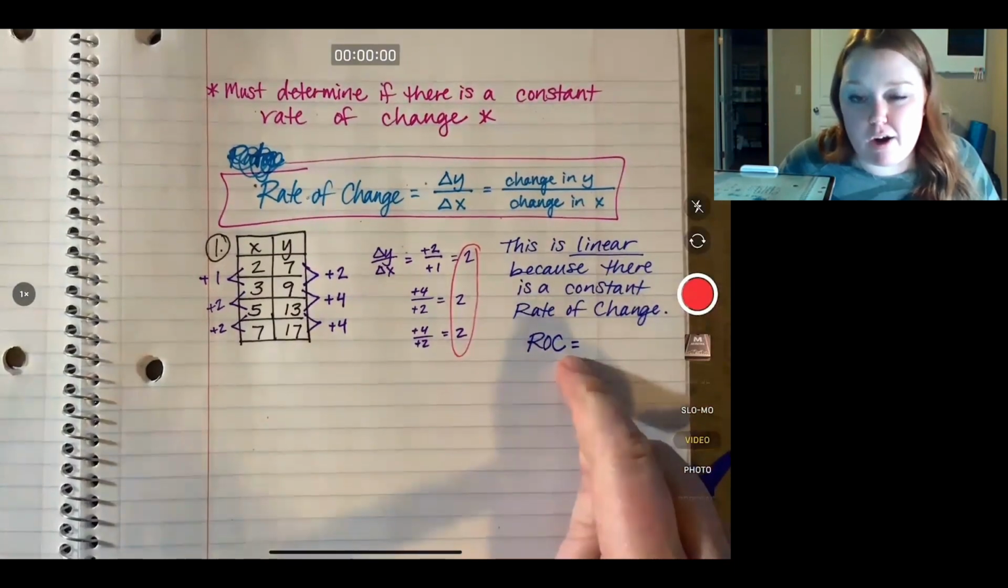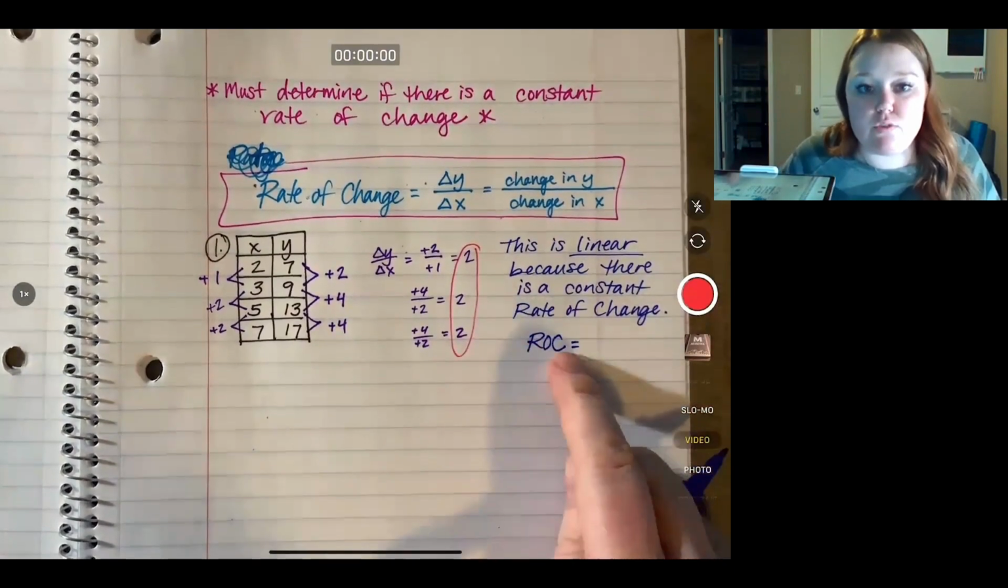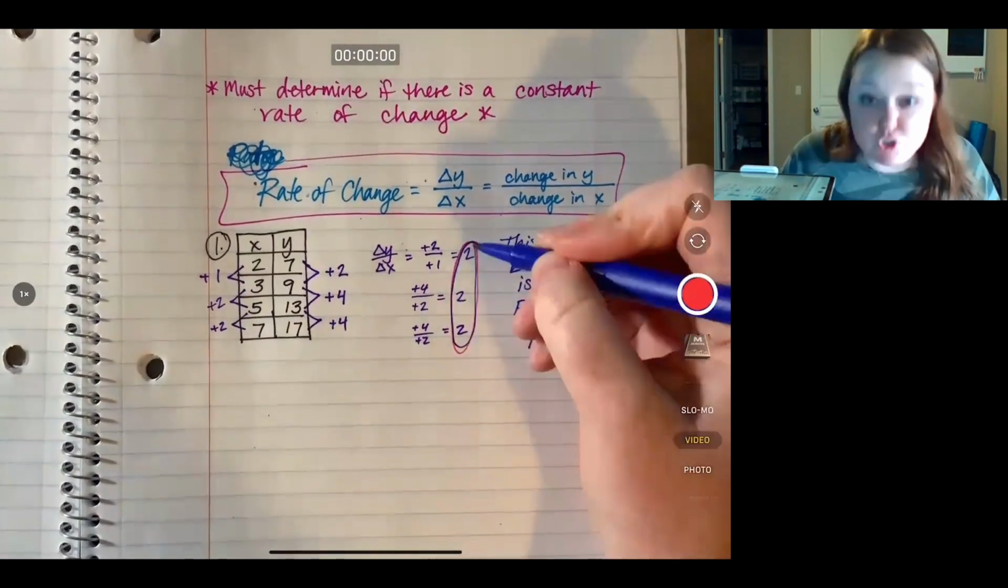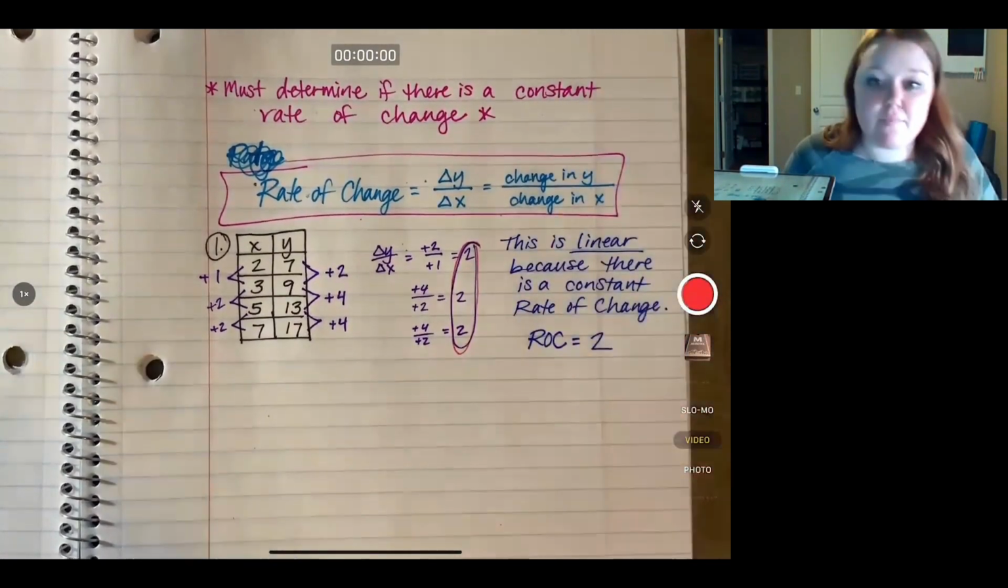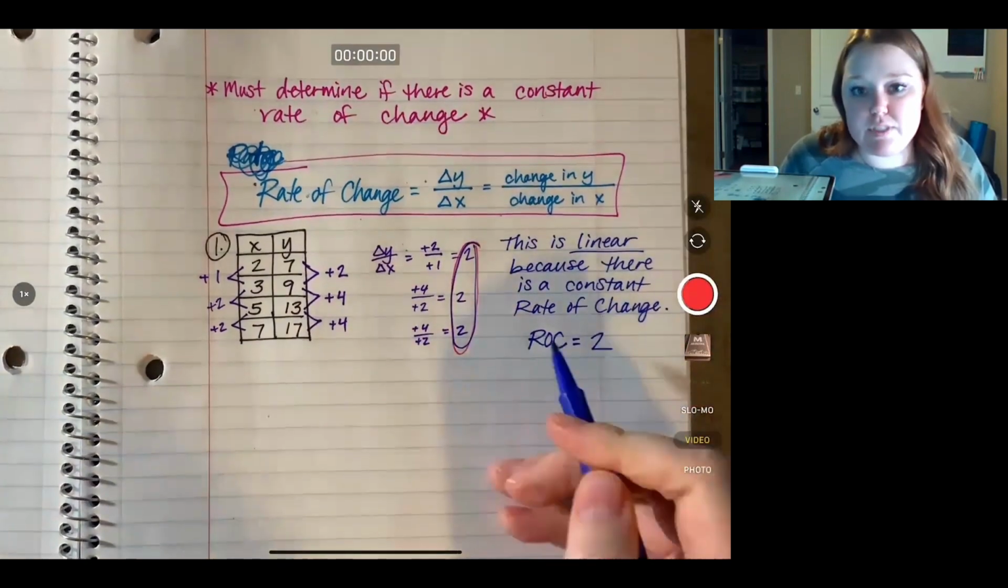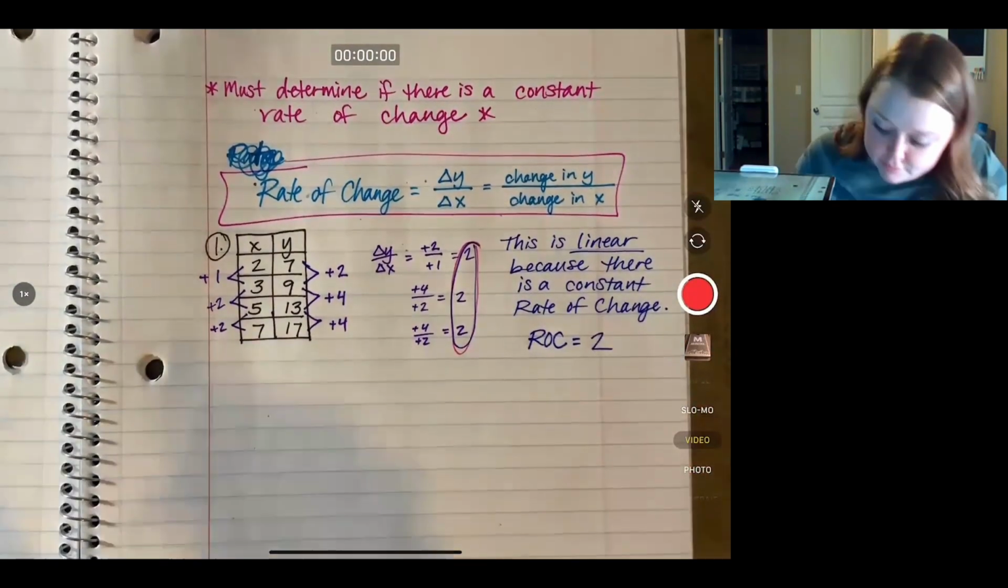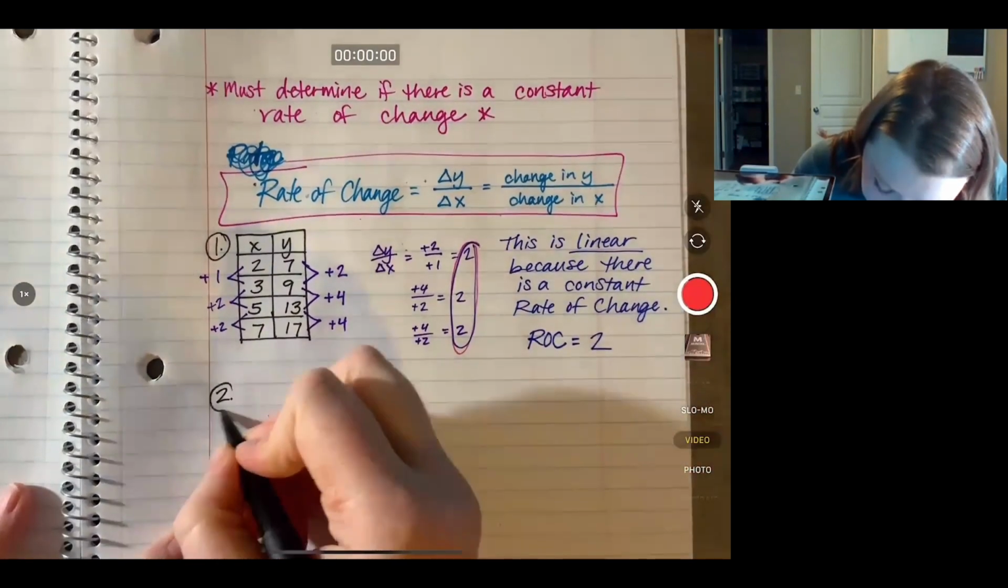Now, since there's a constant rate of change, you would actually state what the rate of change is. I'm just going to write ROC, okay? Rate of change. What do you think the rate of change is? 2. Okay, so then you could finish it up and say the rate of change equals 2. All right. Okay, let's do a couple more examples.